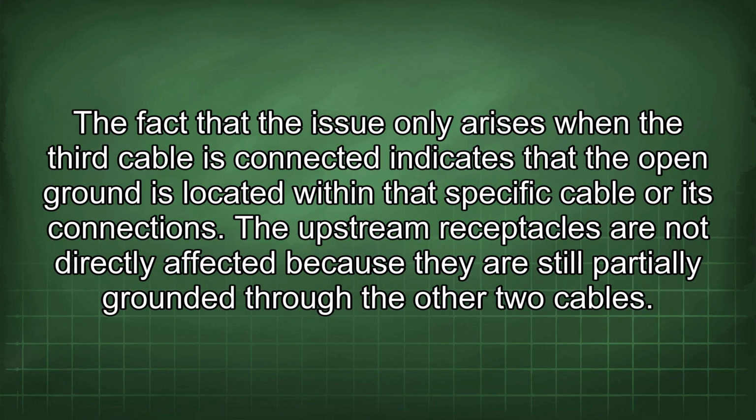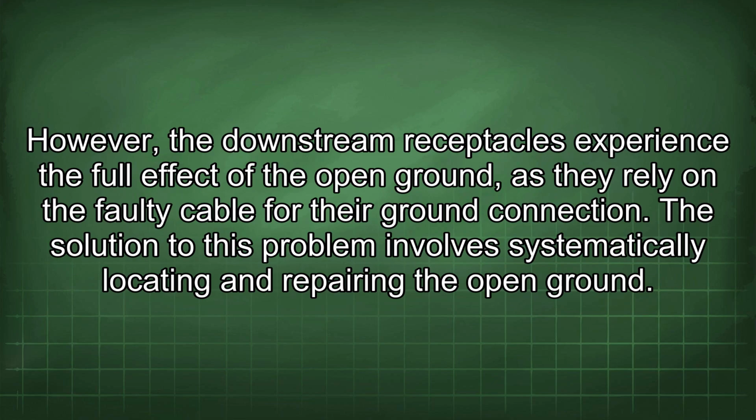The fact that the issue only arises when the third cable is connected indicates that the open ground is located within that specific cable or its connections. The upstream receptacles are not directly affected because they are still partially grounded through the other 2 cables. However, the downstream receptacles experience the full effect of the open ground, as they rely on the faulty cable for their ground connection.